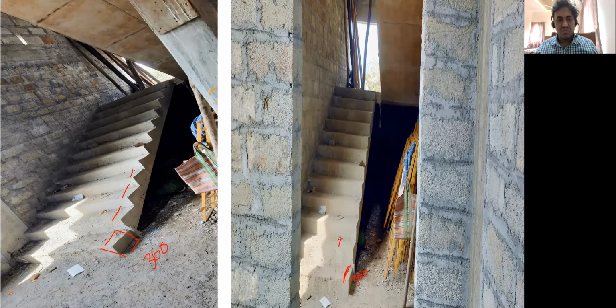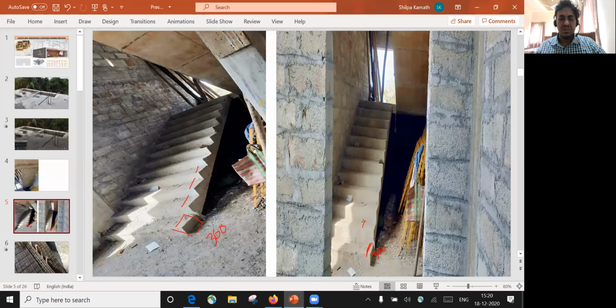The one what you can see here, this is my first flight. And this what is going here, this is a second flight. That has been shown in the cross section. We'll try to see that this is my first flight, and this is my second flight. And these are the steps, and these are the rises, and these are the thread. We'll try to see how to understand them.